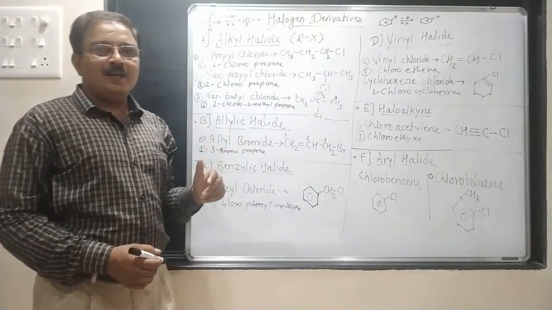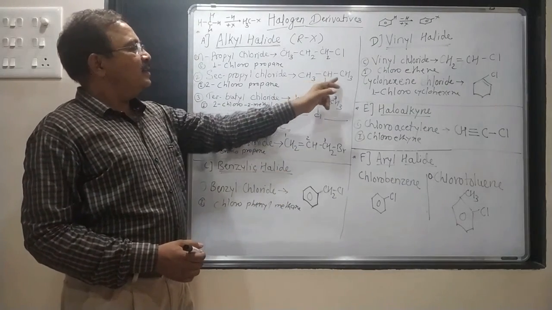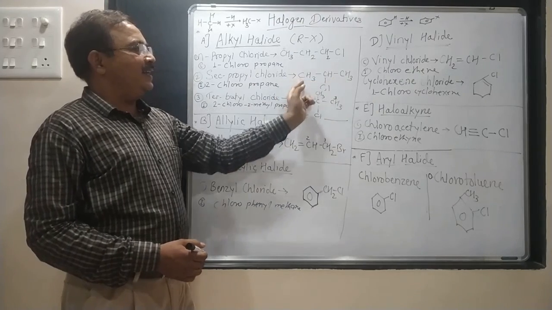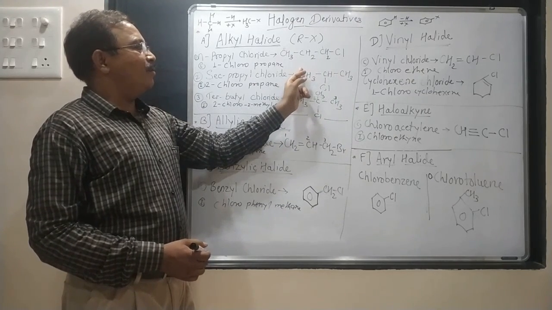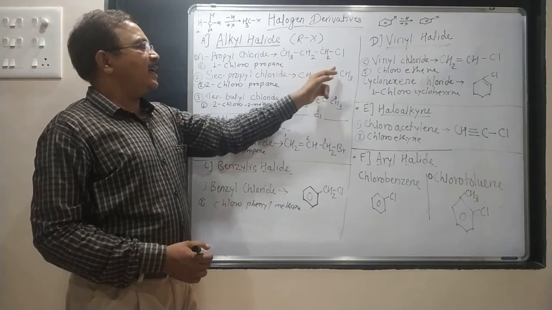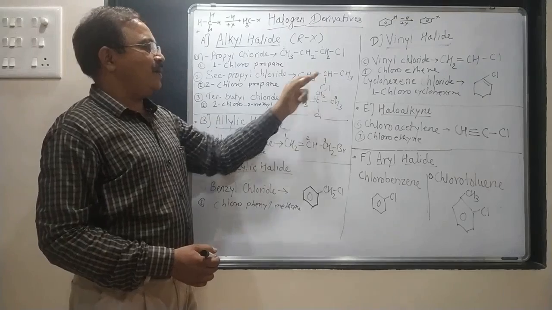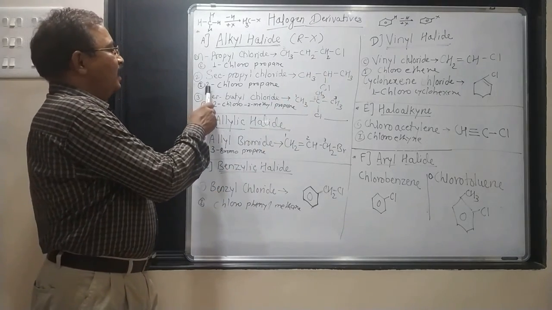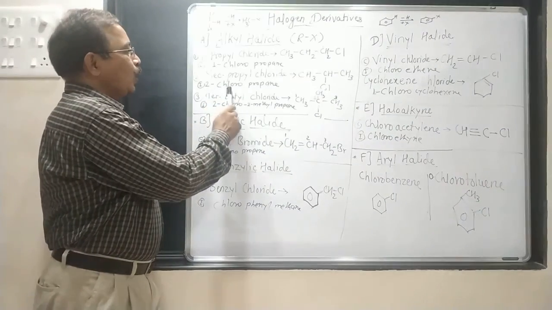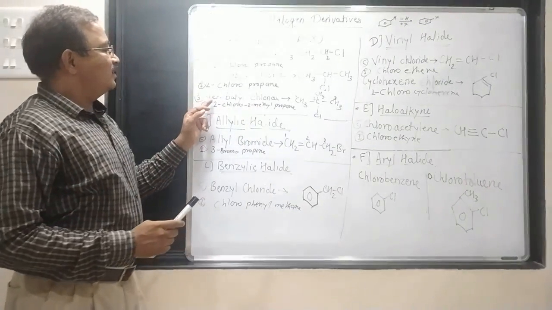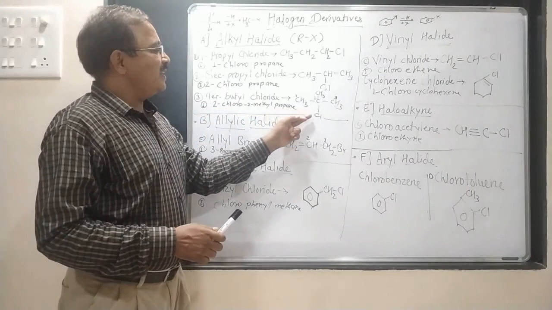Again we will try to understand the IUPAC nomenclature system. Here we can start the numbering from any end. So let us try to understand. We will start numbering from this side: first, second and third carbon atom. So chlorine is attached to the second carbon atom. Therefore the name is 2-chloropropane.